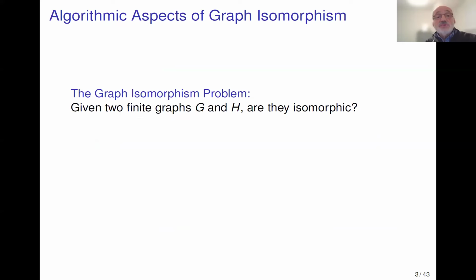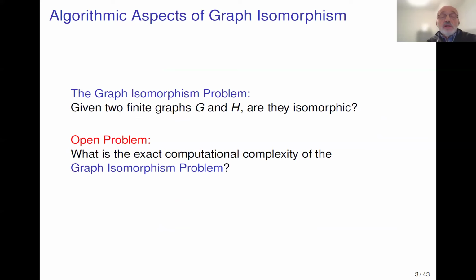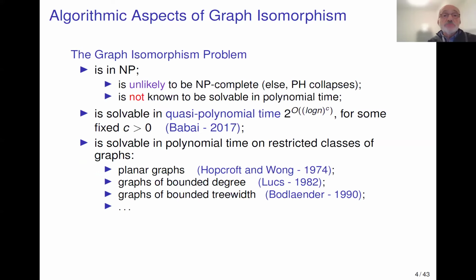That gives rise to a fundamental algorithmic problem. The problem is, given two finite graphs, are they isomorphic? This problem has been around for decades, and to this date, it remains open in the sense that we don't understand the exact computational complexity of the graph isomorphism problem. The next slide will provide a summary of what we know about this problem.